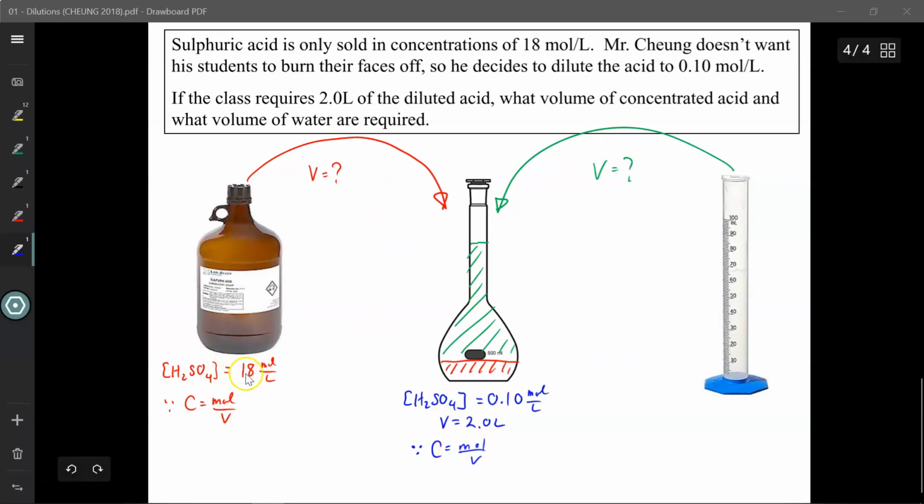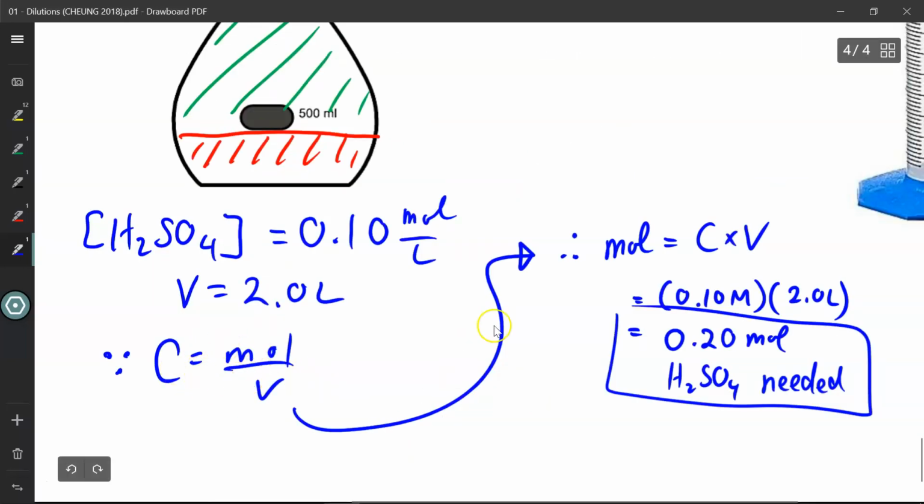Over here, I only have one variable available, 18 moles per liter, that's my concentration. I don't have moles, I don't have volume, so I can't solve this equation yet. But over here, I have the concentration, 0.10 moles per liter, and I have the volume, 2.0 liters. So I can solve for the number of moles. When I rearrange this equation, I get mole is equal to C times V, where the concentration is 0.10 moles per liter, and remember moles per liter can be replaced with a capital letter M, they're both interchangeable, and the volume is 2 liters. When you multiply them together, you find that we need 0.20 moles of sulfuric acid in order to make the solution.